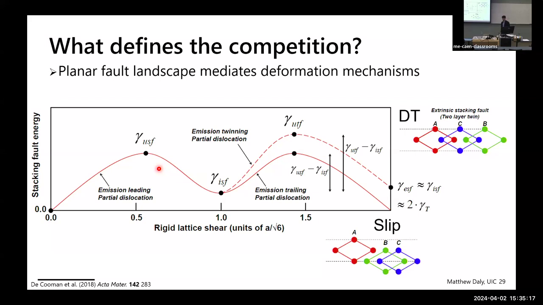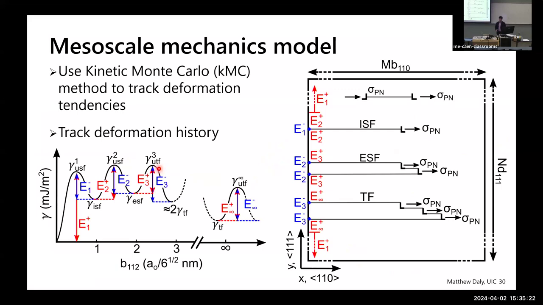So how do we do this? This is going to be a very computationally heavy part of the talk. What we've developed in my group is a kinetic Monte Carlo method to track a variety of deformation mechanisms that are meaningful to this competition. What we've been able to do is populate this kinetic Monte Carlo model. I have to say this was inspired by some other work I've seen in the literature, but we've, I think, taken it to some new areas.